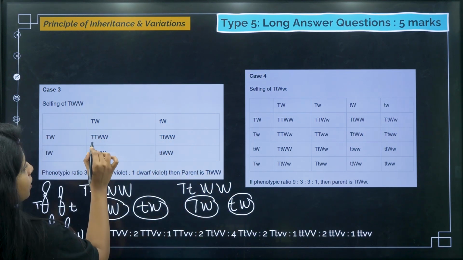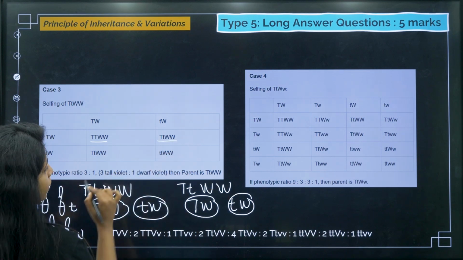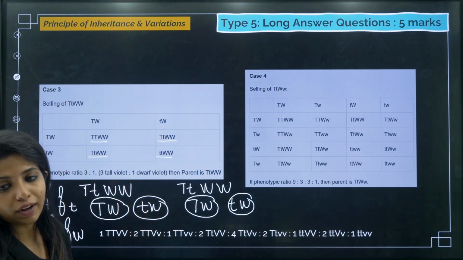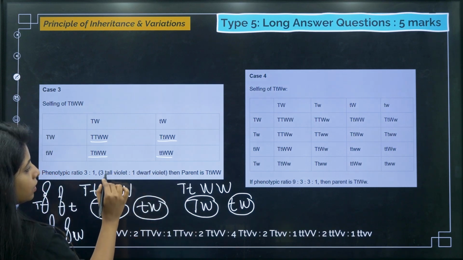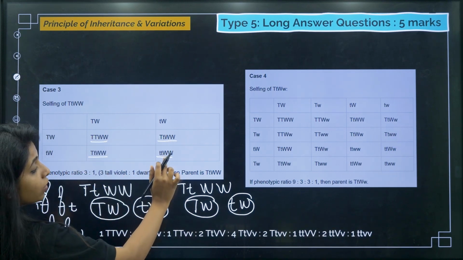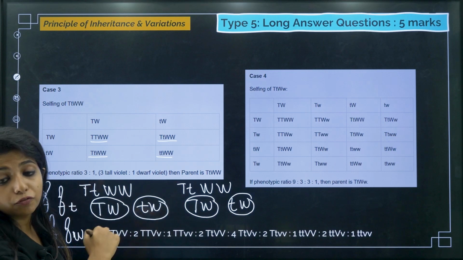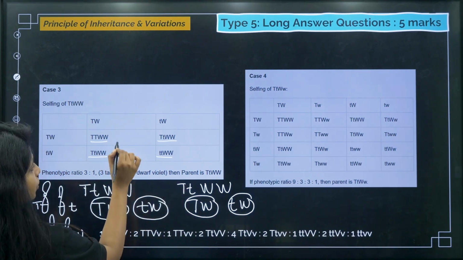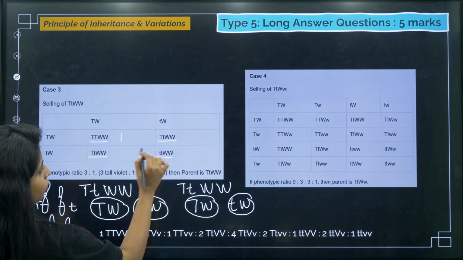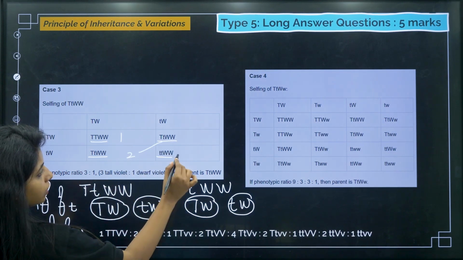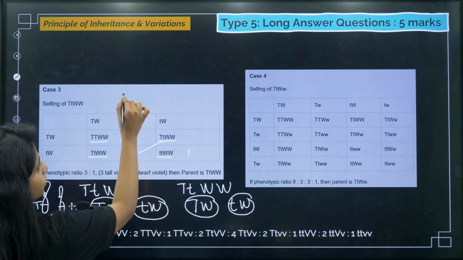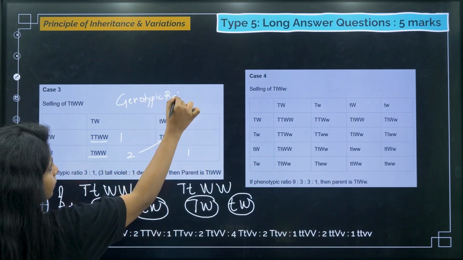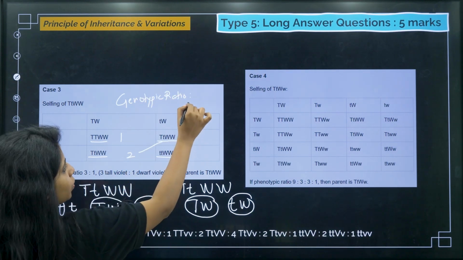What do I find? This is tall and violet. This is also tall and violet. This is also tall and violet. This is what, children? Dwarf and violet. Again, three of them are tall and violet and one of them is different, it is dwarf and violet. That is a phenotypic ratio, 3:1. Now what about the genotypic ratio? This is one type of genotype that I see. I see two of them like that and one of them like this. So the genotypic ratio becomes what?